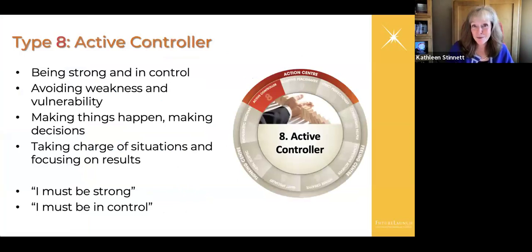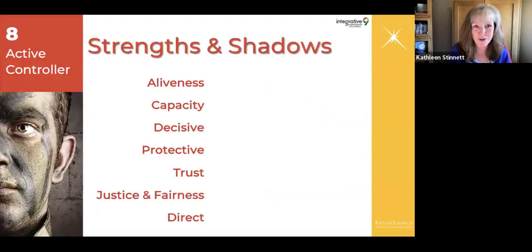Our eights move us back into our action triad, and the eight is called the active controller. Now, other groups and other people that write about the Enneagram might call the eight the leader or the boss or the challenger. And so I want to be clear that eight is not trying to control the world, but they want someone to be in control. They don't like weakness or vulnerability. And so when they start experiencing weakness or vulnerability, the eight compensates by being strong. And if things are chaotic, they're going to put order and structure in place.